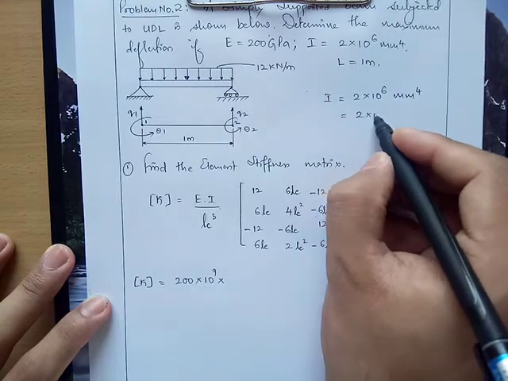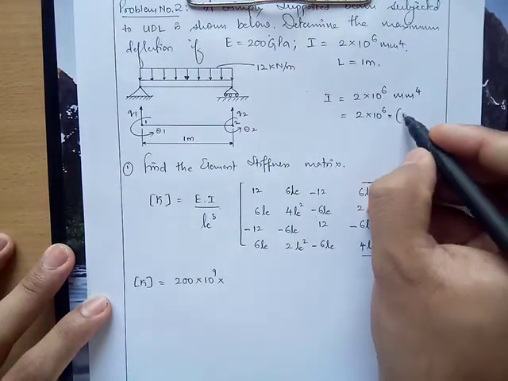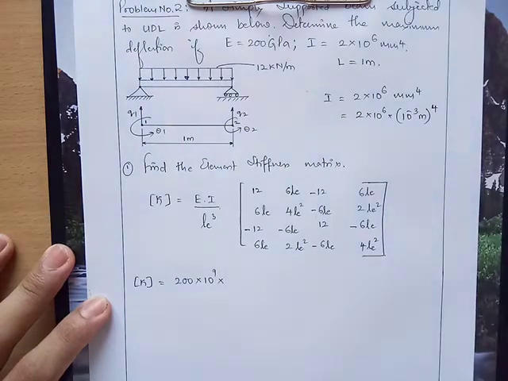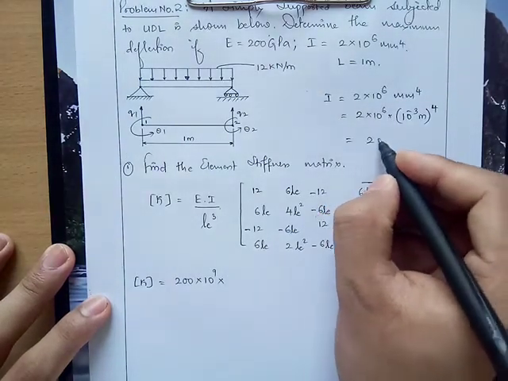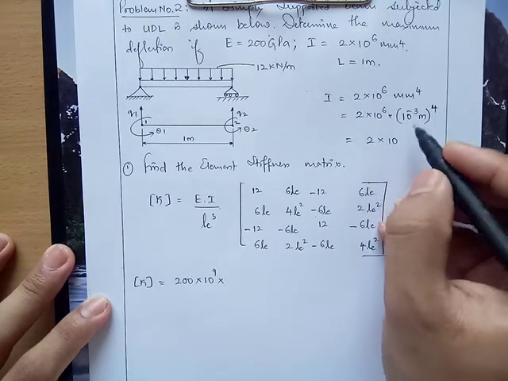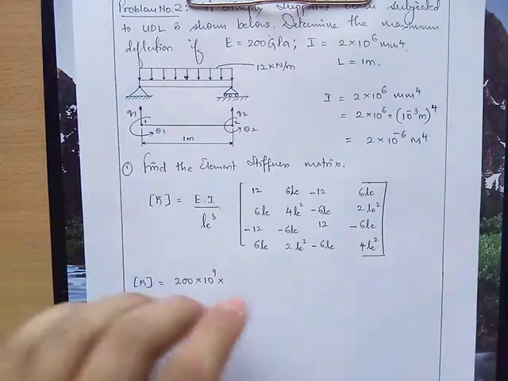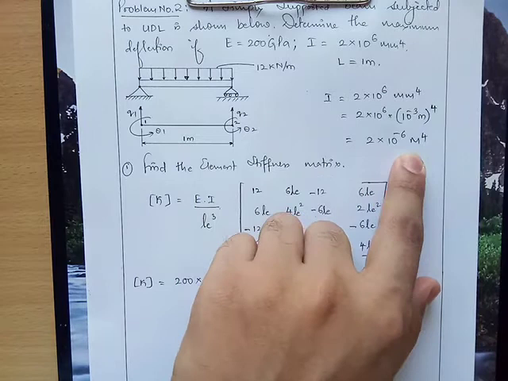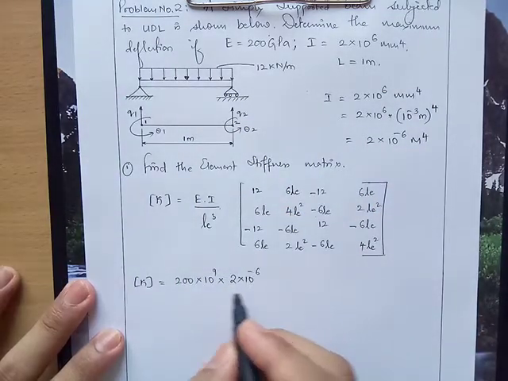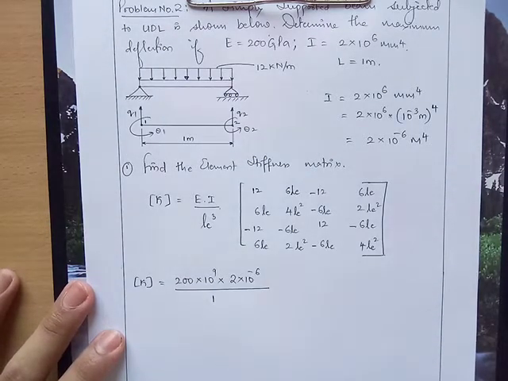If you convert this into meters, 1 mm is 10 raised to minus 3 meter. Raised to 4, 3 into 4 is minus 12, minus 12 plus 6 is minus 6, so meter raised to 4. I have converted mm raised to 4 into meter raised to 4. So it is 2 into 10 raised to minus 6 divided by length of the element whole cube. Length of the element is 1 meter, I kept it as it is.